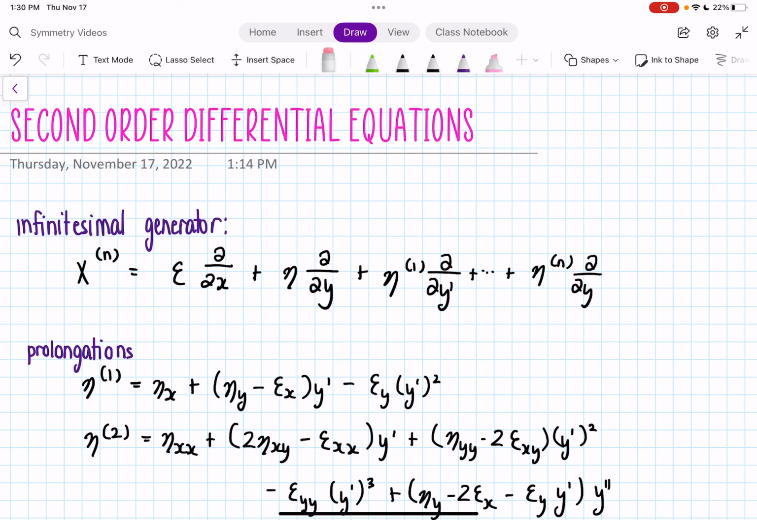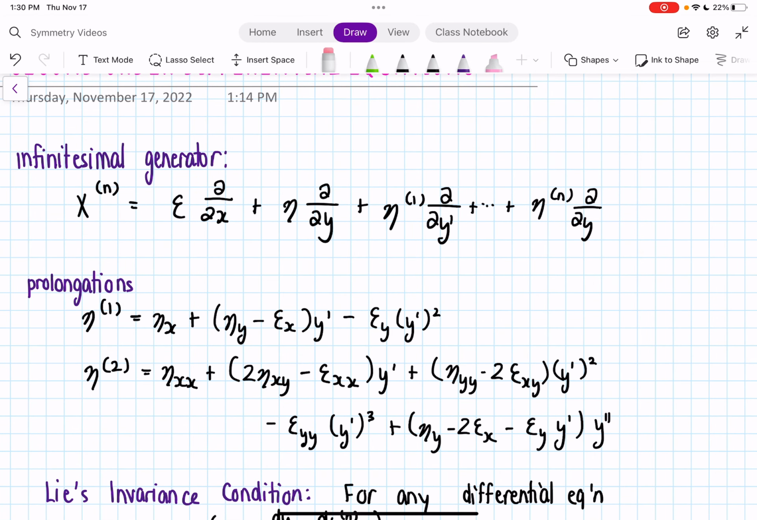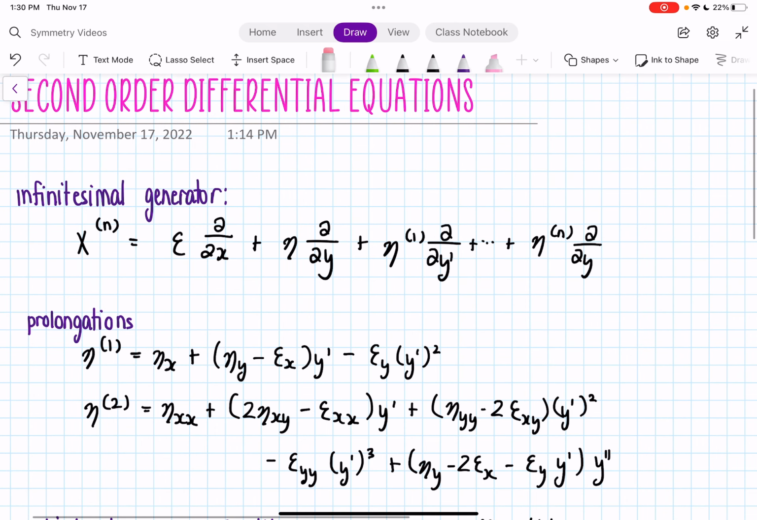All right, we're going to look at second order differential equations. I am starting with assuming everyone already understands the infinitesimal generator. I'm putting it in here, and I've put in prolonging it to the nth order because we're going to build. So I wrote it all down first so everyone can just start taking it down.